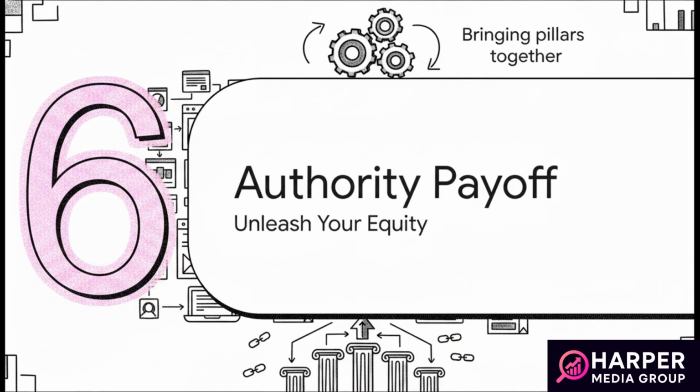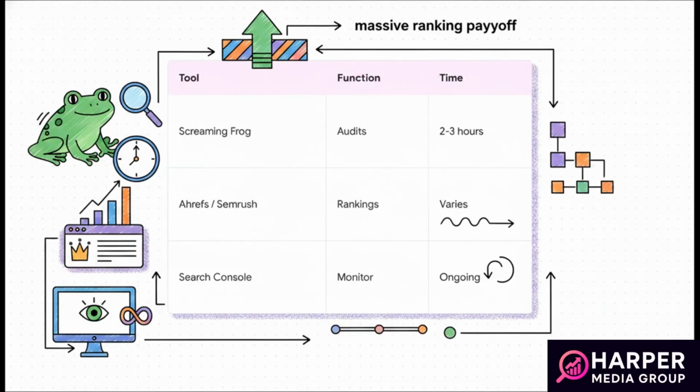And finally, part 6, the authority payoff. Bringing all of these architectural pillars together actually takes surprisingly little effort on your part. You just need Screaming Frog for your audits, which takes maybe 2 to 3 hours tops. You use Ahrefs or SEMrush to double-check your rankings before you change anything, and then you use Google's Search Console for your ongoing monitoring. The time investment here is incredibly minimal compared to the massive, massive ranking payoff you get from simply organizing the authority you already have.